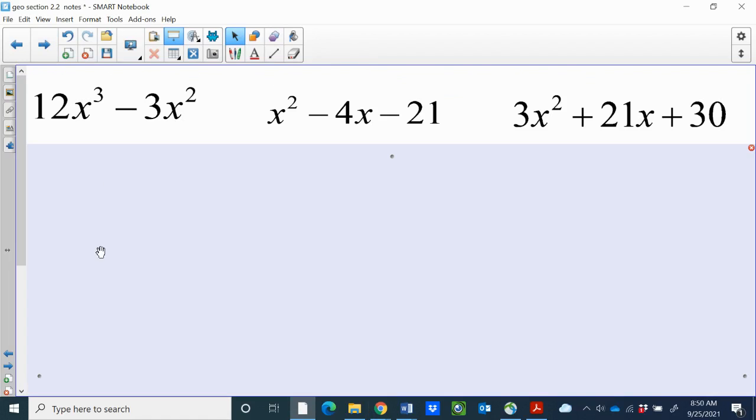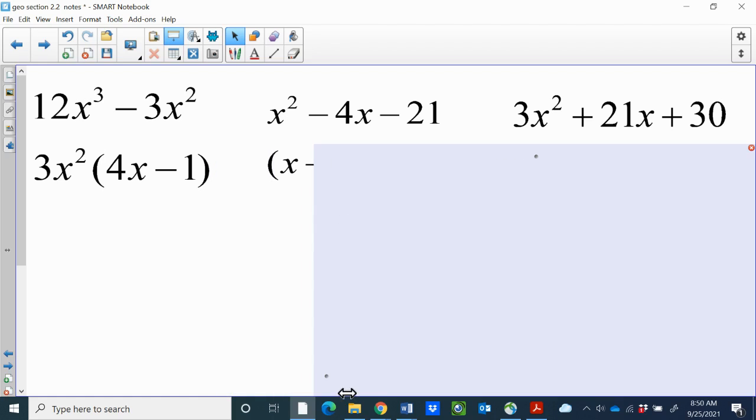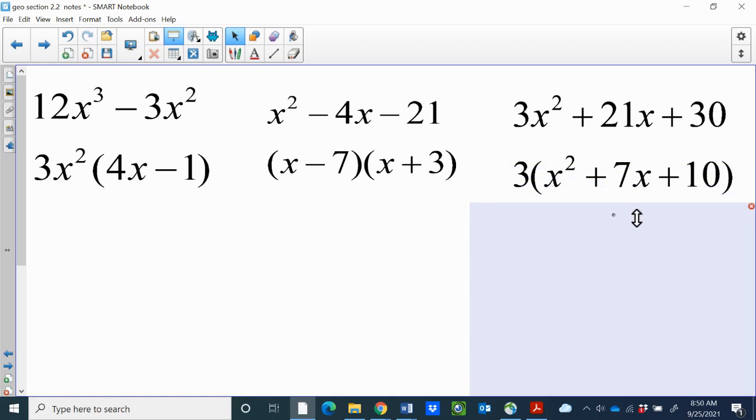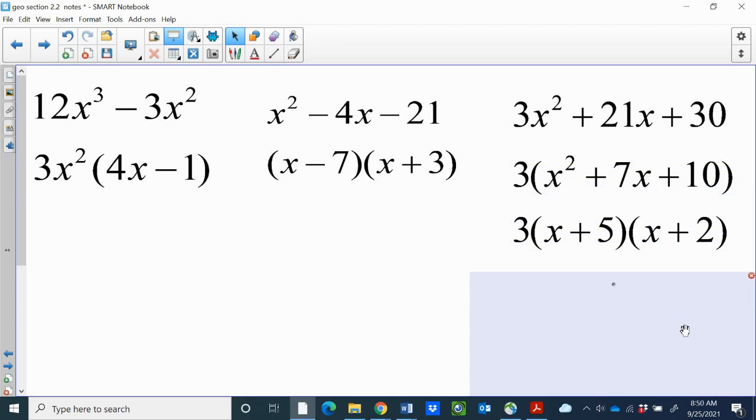All right, so here are the answers. Number one is just simply a greatest common factor. Number two is the two binomials. And number three has two steps. First, factor out a three, then take it to the two binomials.